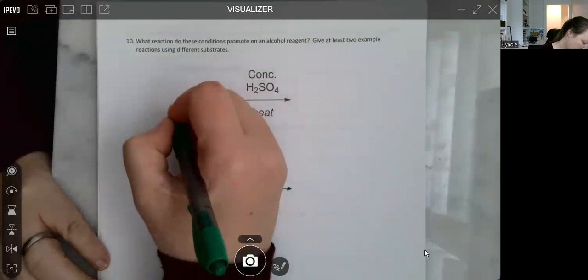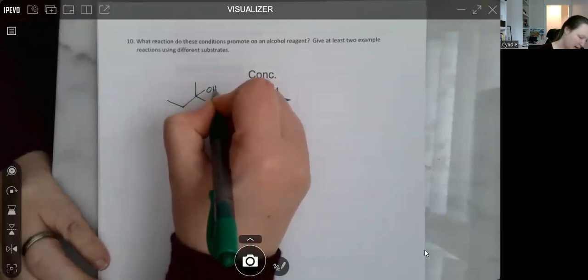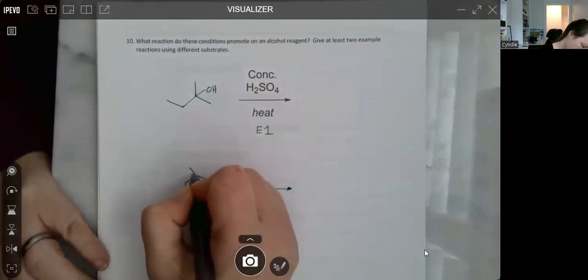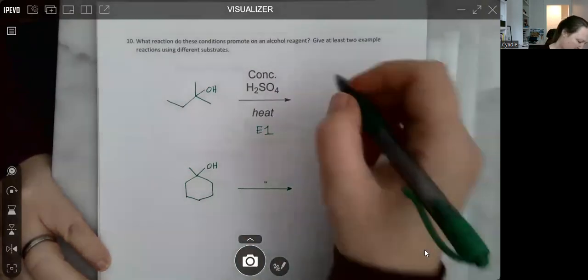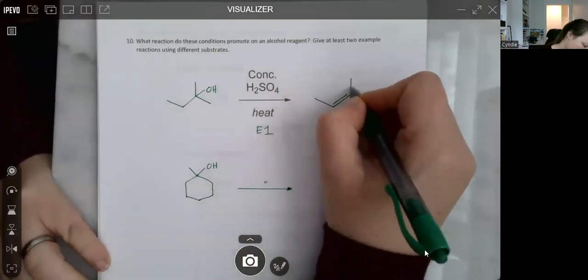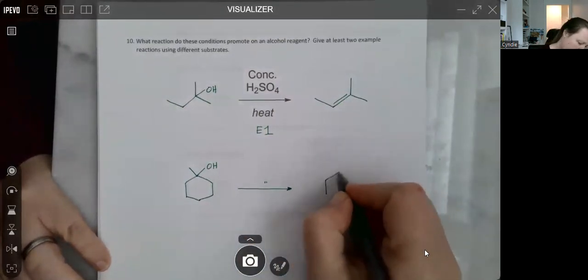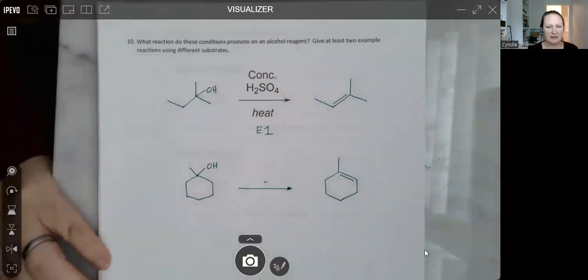So we could do something like this, and then maybe something with a ring. And then the products would be the alkene, and we want to make sure to draw the Zaitsev product since E1 always favors the Zaitsev product. So we would draw that, and then over here, the Zaitsev product would put the alkene in the ring.